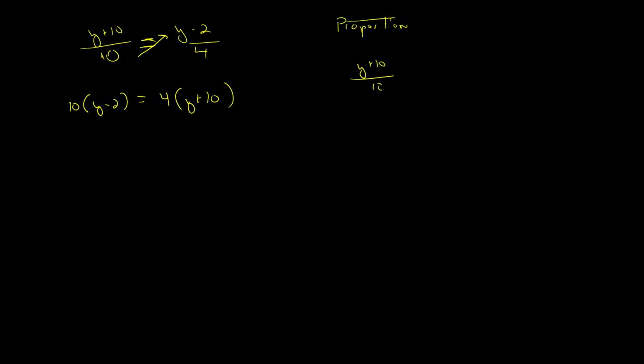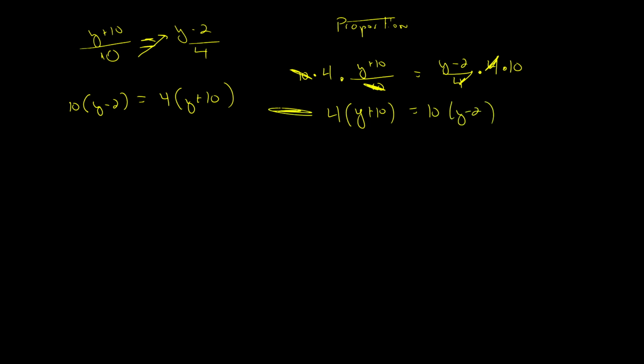So if I do y plus 10 and y minus 2, if I say I want to get rid of the 4 on this side, so I'll multiply this side by 4. But whatever I do to one side, I do to the other. And if I want to get rid of 10 on this side, I'll multiply by 10. And so whatever I do to one side, I do to the other. So these 10s will eliminate, giving me 4 times the numerator. And these 4s will eliminate, giving me 10 times the numerator. And that's exactly what I got here.